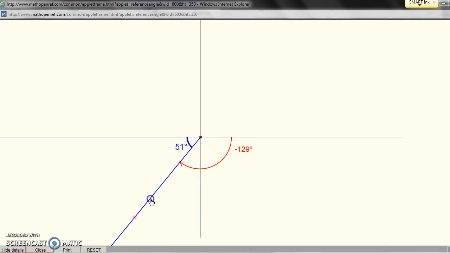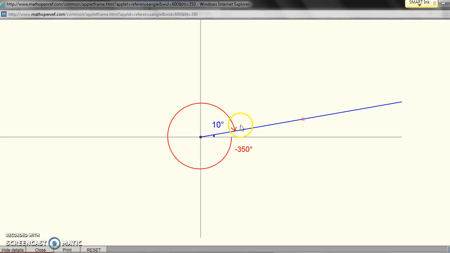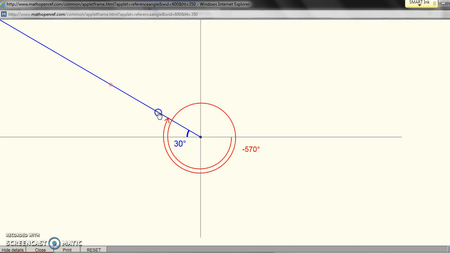If I rotate now into the third quadrant, going in a negative direction, if I have an angle of negative 160 degrees, my reference angle is 20 degrees. If I continue on, I'm now in the second quadrant, but I'm going in a negative direction, at negative 240 degrees, I have a reference angle of 60 degrees. If I'm at negative 350 degrees, I have a reference angle of 10 degrees. And we can go for more than one rotation the same way that we did with the positive angle. So at negative 570, I have a reference angle of 30 degrees.